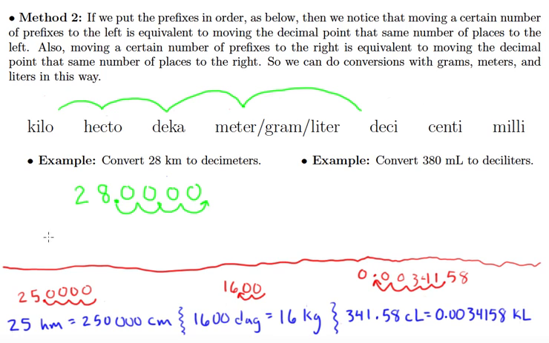So what we have here is that 28 kilometers is equivalent to 280,000 decimeters.